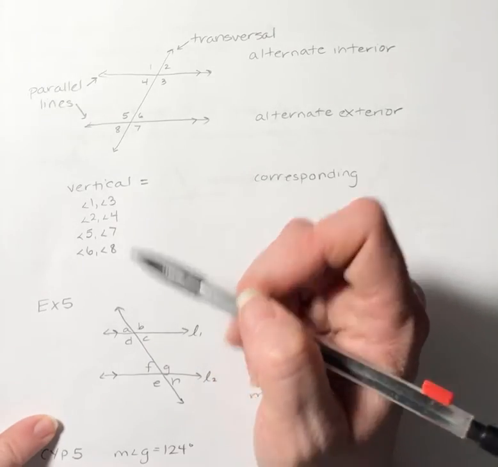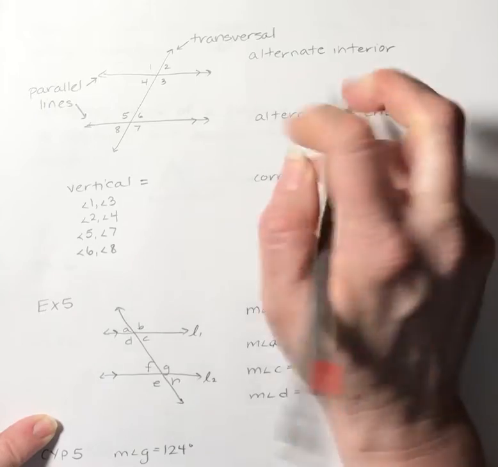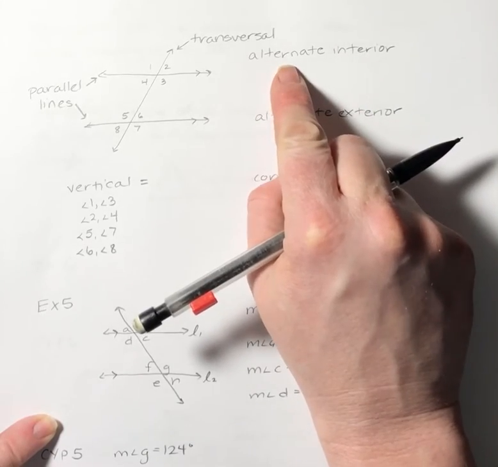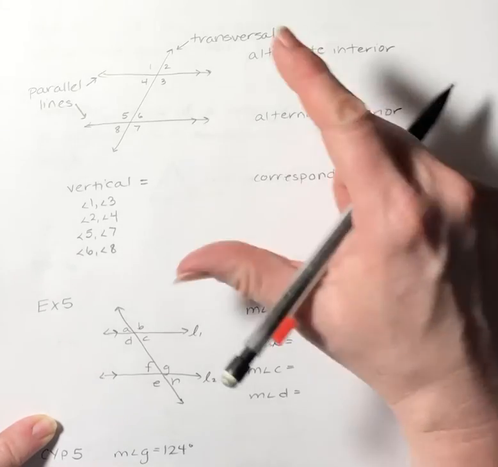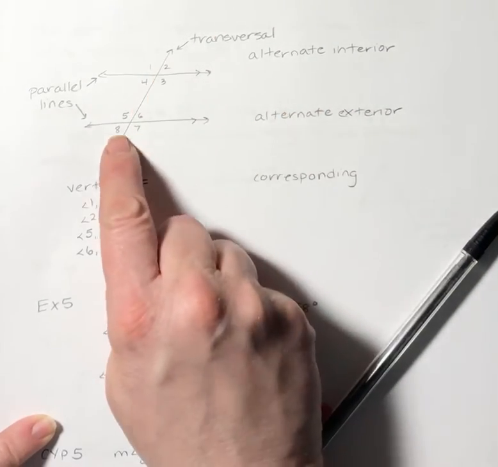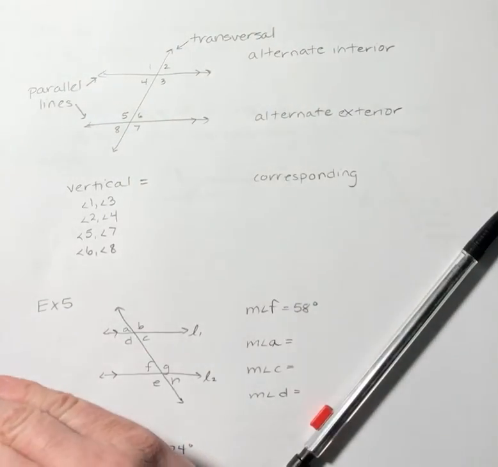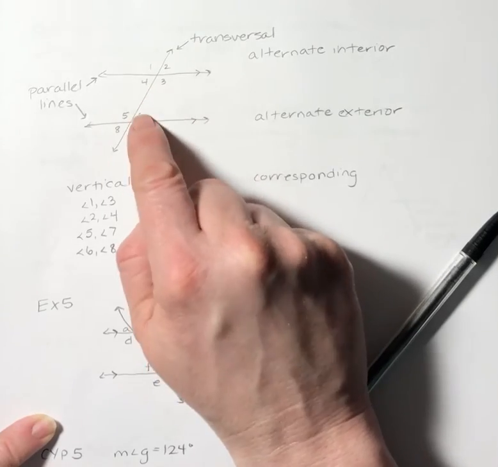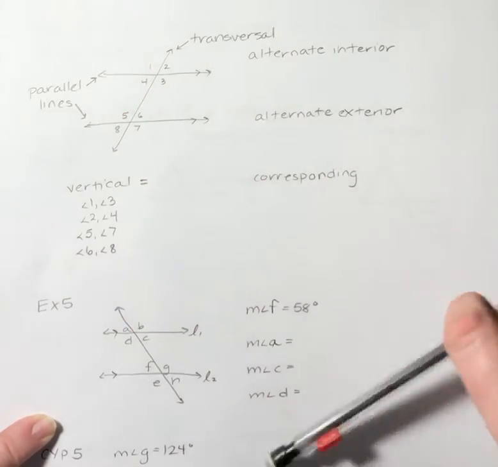So, another name, alternate interior. Alternate, meaning they're on opposite sides. Interior, meaning they're both on the inside. Angles 1 and 2 and 7 and 8 are called exterior angles because they're outside of those parallel lines. 3, 4, 5, and 6 are called interior angles because they are between the parallel lines.